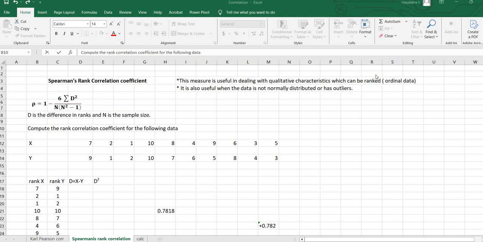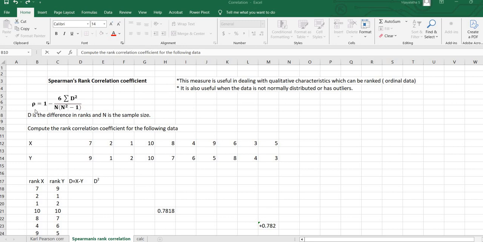We have seen examples of ordinal data like severity of a disease, pain scale, etc. This correlation coefficient can also be used for continuous data if the data is not normally distributed or when we have outliers. Spearman's rank correlation coefficient can be used in place of Karl Pearson's coefficient.